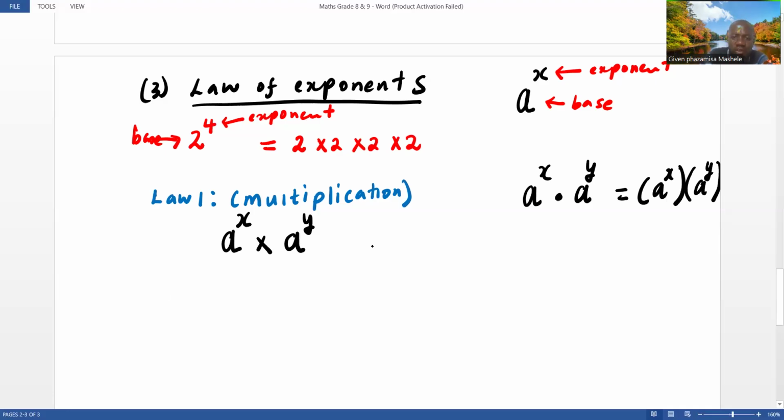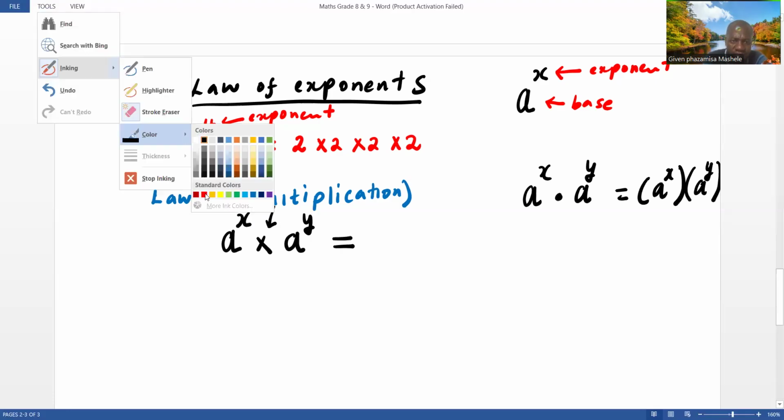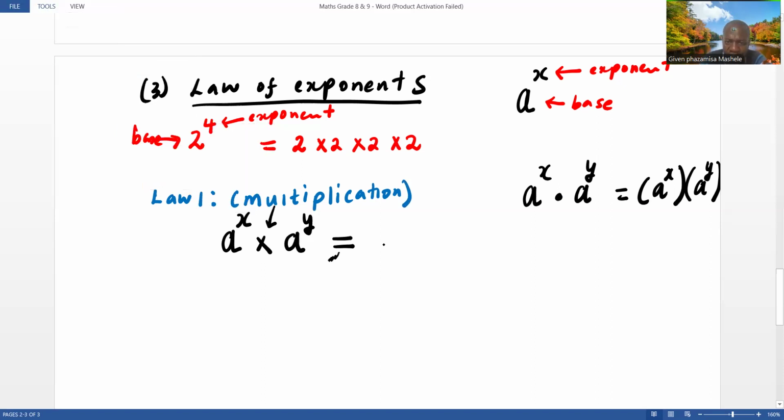Now, according to this law, when you are dealing with multiplication of exponents, as long as the bases are the same, what you do is you take one base. What is our base? Our base here is a. And you add the powers of the exponents.